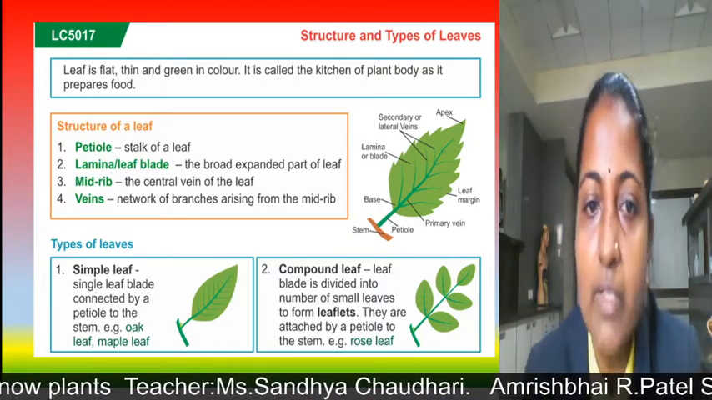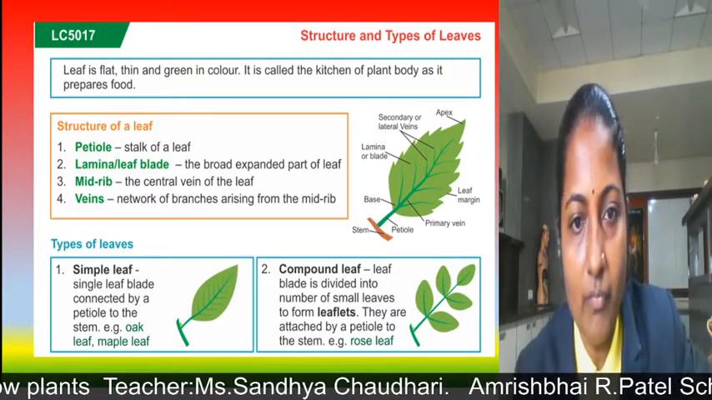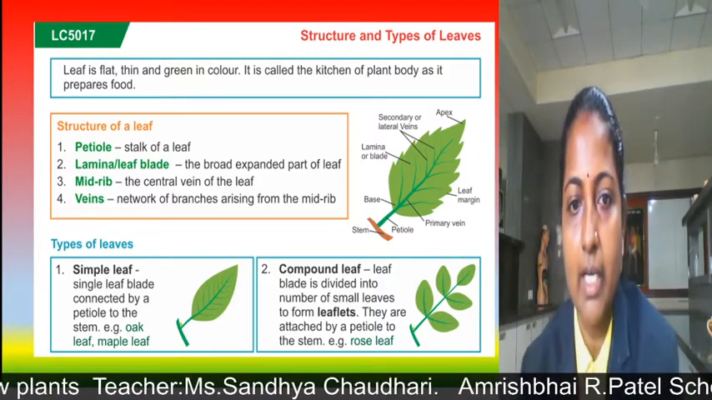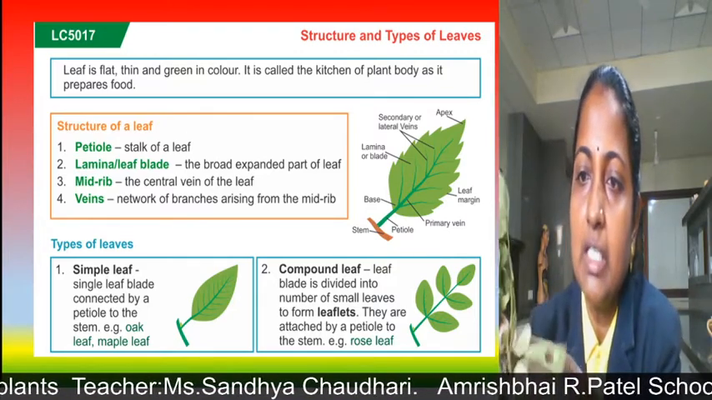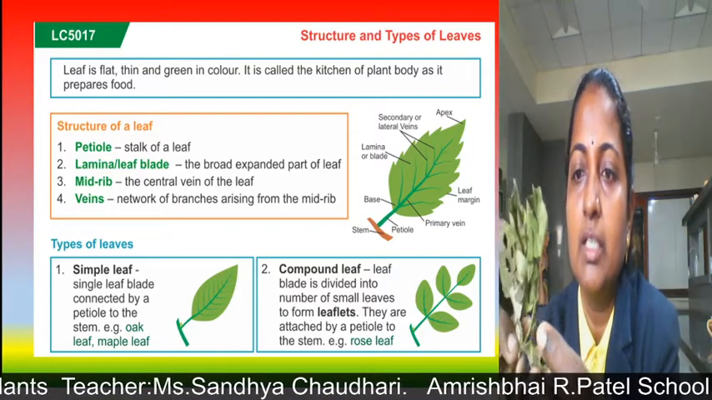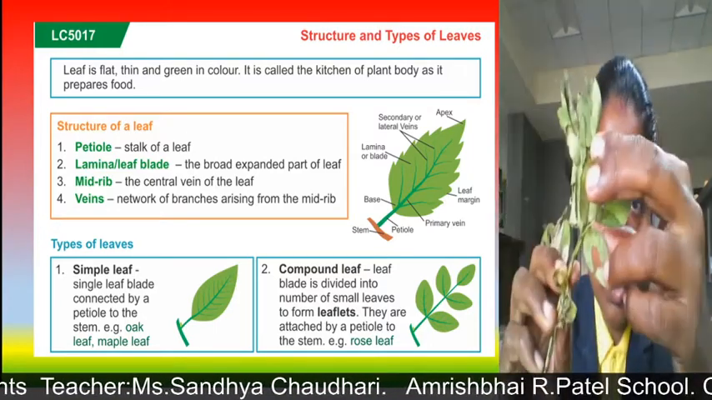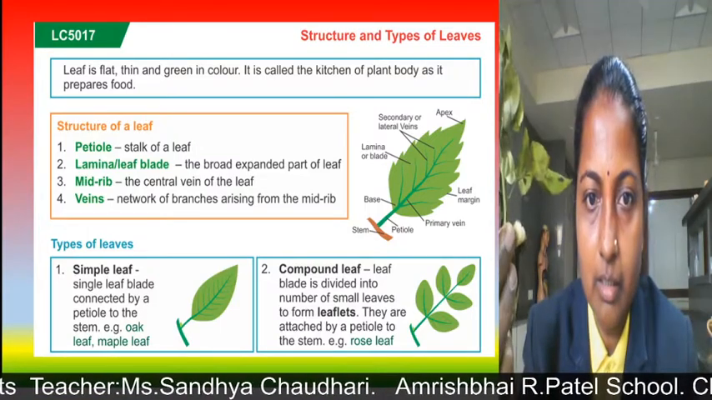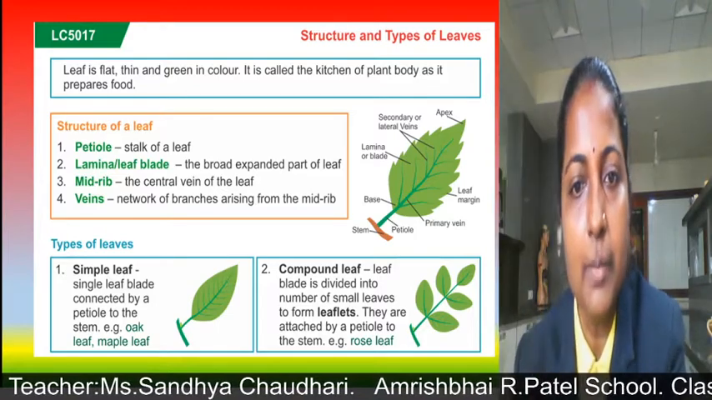In a compound leaf, the leaf blade is divided into a number of small leaves to form leaflets. They are attached by a petiole to the stem. Here you can see a rose: the leaf blade is divided into many small leaves. Example: rose.